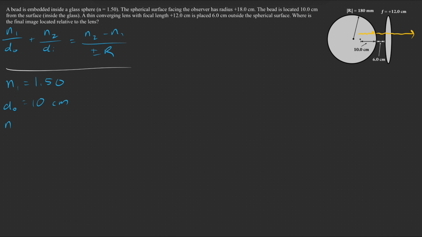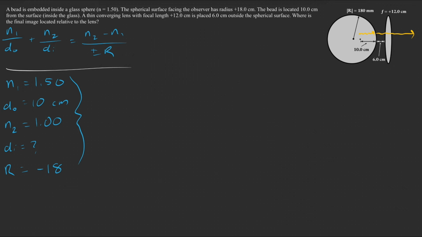Now, n2 is where the light ends up after going through the surface. It ends up in air, so n2 is going to be 1. We don't know dI. And now we know our value of R is 18 centimeters or 180 millimeters. Since we're in centimeters, I'm going to keep going in centimeters, so I'm going to do 18 centimeters. Now is it positive or negative? Well, the light ray leaving the bead encounters a concave surface. So as we said earlier, that's going to be a negative value for R.